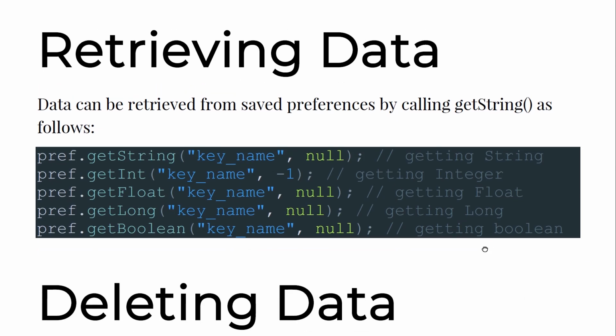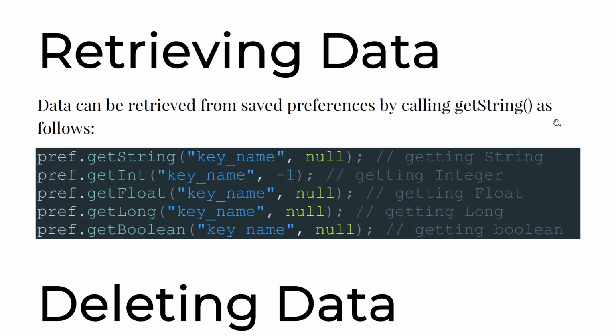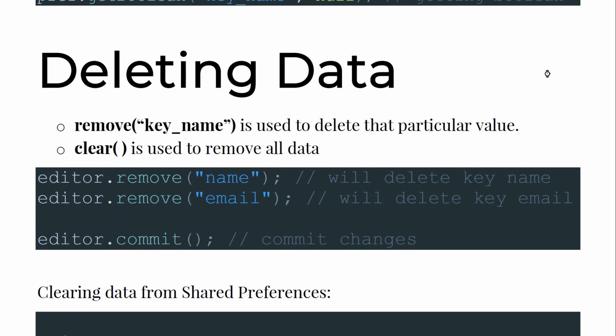Retrieving the data. In the same way, data can be retrieved from SharedPreferences by calling getString as follows: preferences.getString, the key, and here the default value. If you have to get the integer, we have preferences.getInt, the key and the default value -1. The float, the key and the default value. Getting the long, key and the default value, null. The key and default value of boolean.